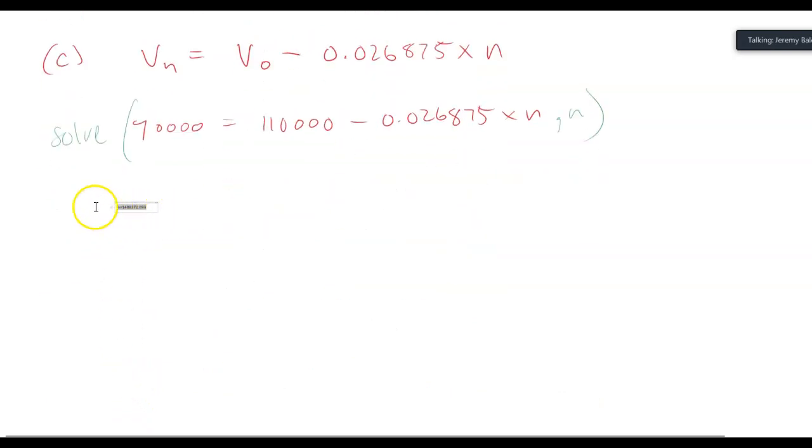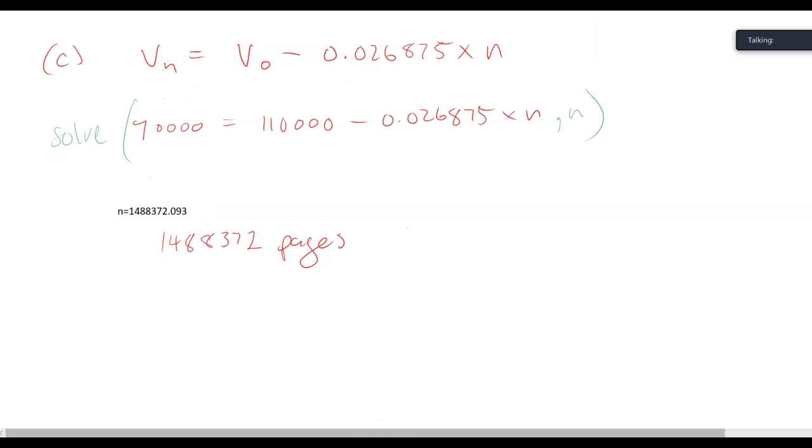Make that a bit bigger. And just got to think to yourself, what's that unit in? That's a whole number of pages. So you've got to delete that part there. It's going to be a whole number of pages. So it's going to be 1488372 pages. And that's it. Just going to stop that recording.